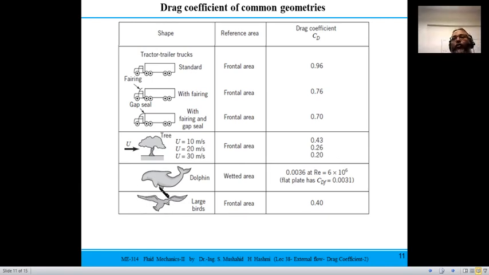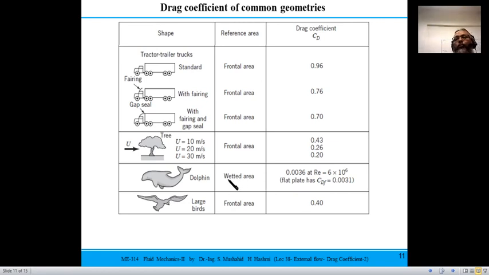And in the case of objects fully immersed in water, like a fish or a dolphin, at that Reynolds number, assuming the length of the dolphin is considered as a flat plate, then due to the friction component the drag coefficient would be 0.0031. And here the reference area is not the frontal area but the wetted area.